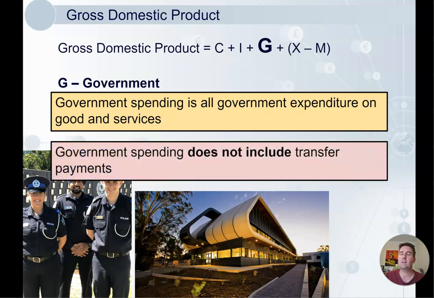What it doesn't include are transfer payments. So when the government gives money to people, so if you're unemployed, you get money, right? That is not included because them giving you money is not buying a good and it's not buying a service. So it doesn't count as gross domestic product.